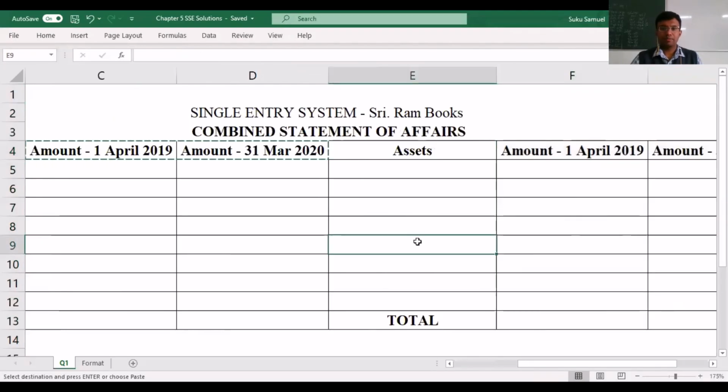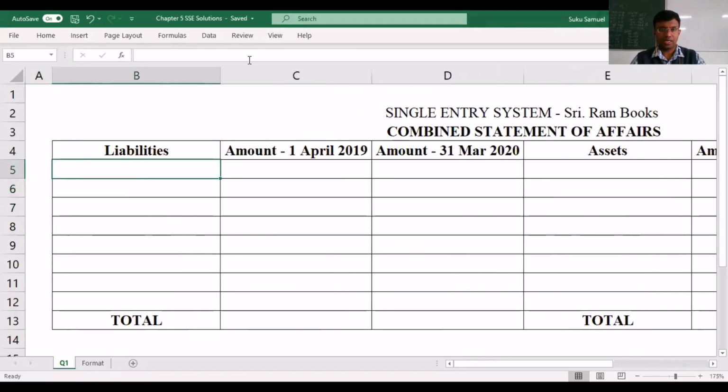Now let's quickly enter the items. The first item given to us in the question is creditor. Now, what is creditor? Creditor is a liability, and the values that we have are 40,000 and 45,000.